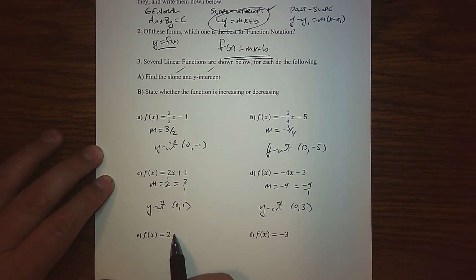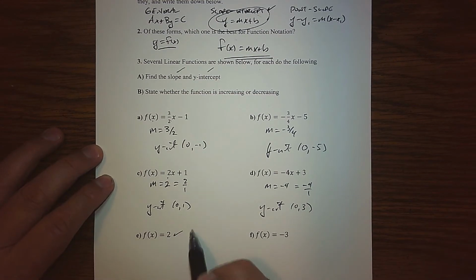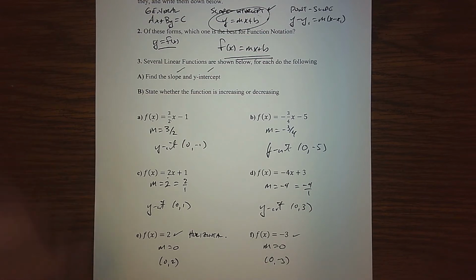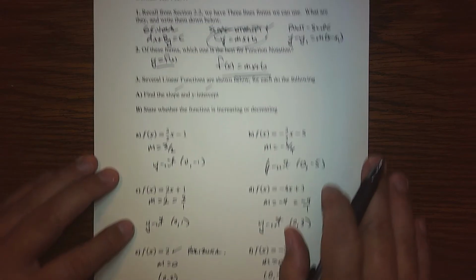And then this guy, we have to be careful. There's no x. But that's basically the situation when we have a horizontal line. And in that case, m is equal to 0. And of course, 0, 2 would also serve as its y-intercept. And same thing here, there's no x, so our slope is equal to 0. And this would be crossing the y-axis at 0, -3. So hopefully that serves as a little bit of review from section 2.2.